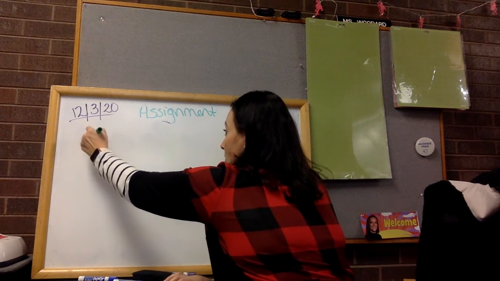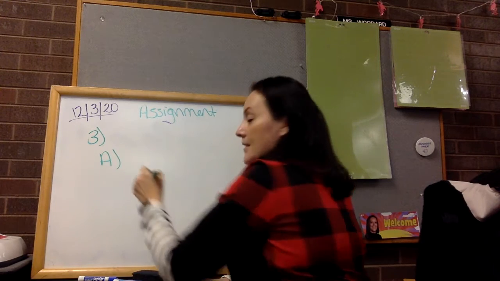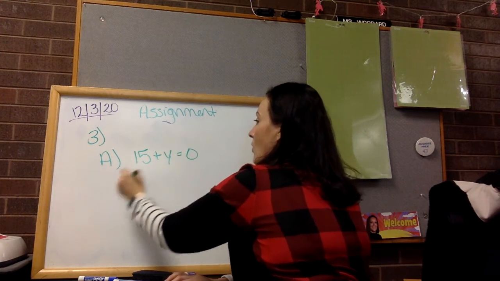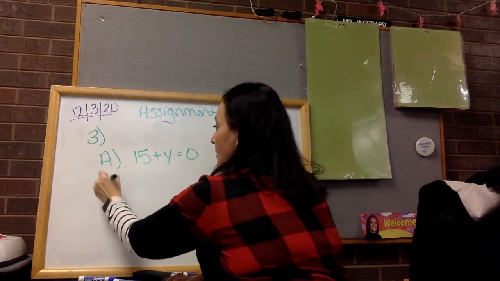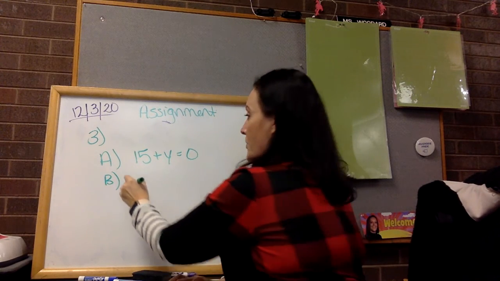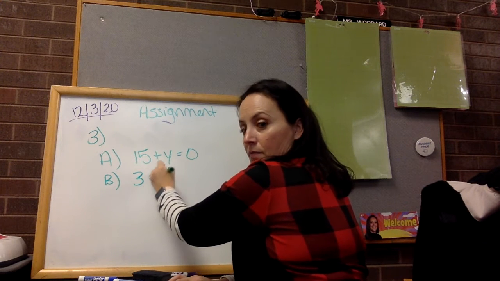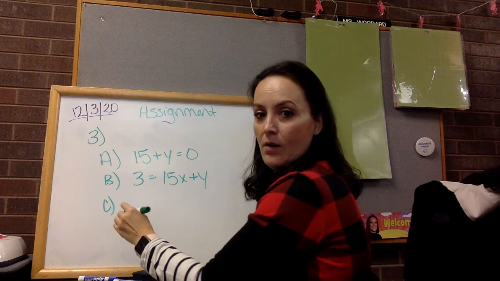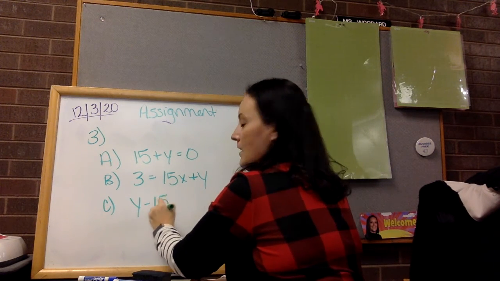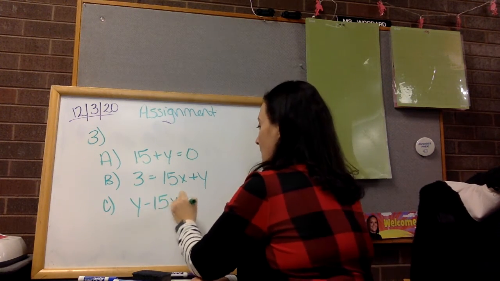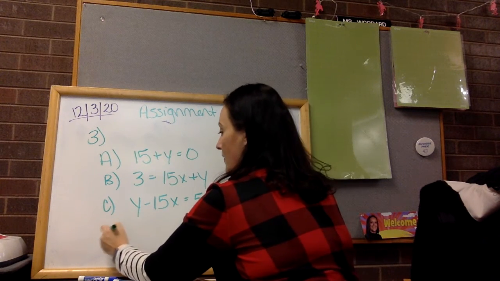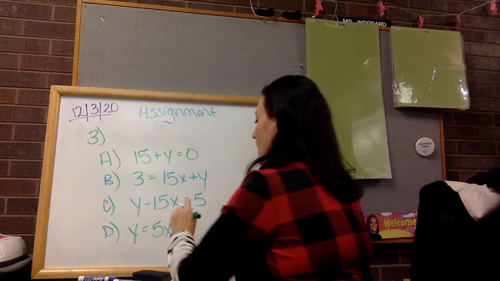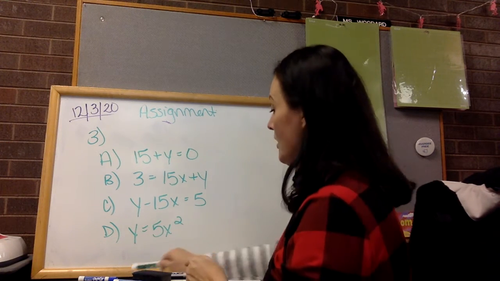So this time on number 3, we're given some equations. We have 15x plus y equals 0. And then we have 3 equals 15x plus y. Then we have y minus 15x equals 5. And then we have y equals 5x squared. Okay, here's a tricky one.